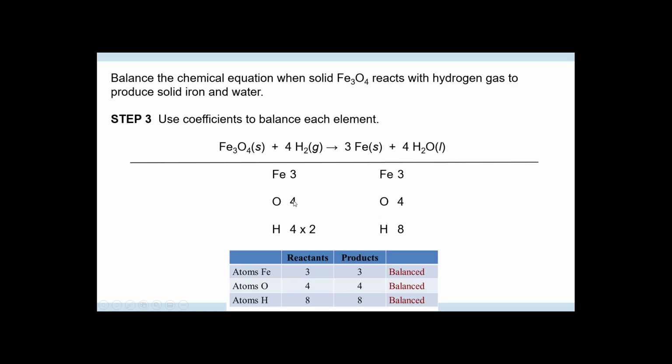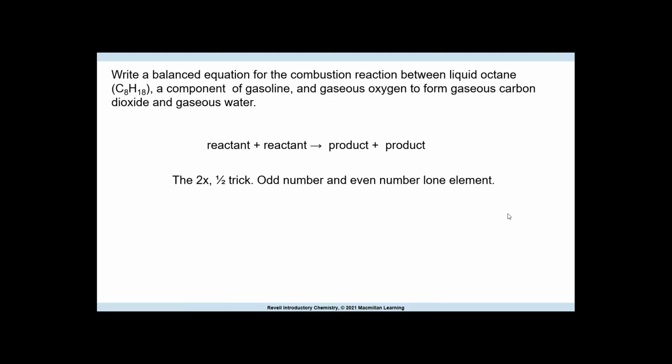So let's see if I fixed it. Oh, I said by 2. I really explained it here. So we have 3 iron atoms, 4 oxygen atoms, 8 hydrogen atoms, and 8 hydrogen atoms, and this is a balanced equation. Okay, here is that 2 times half trick that I just covered in the sample.